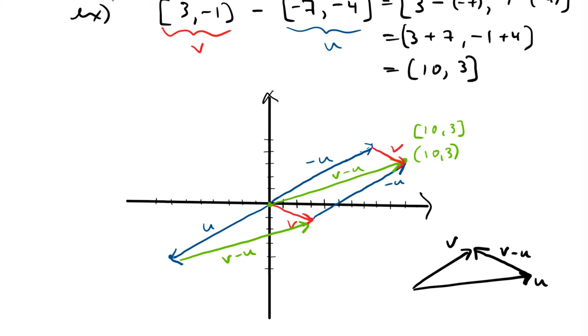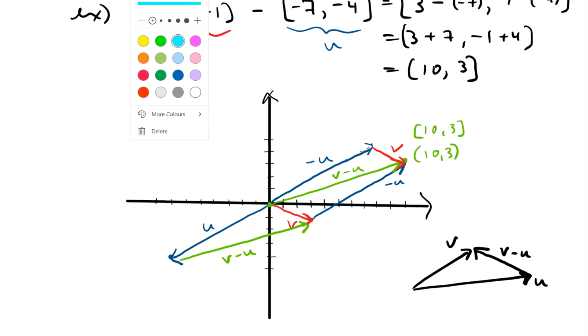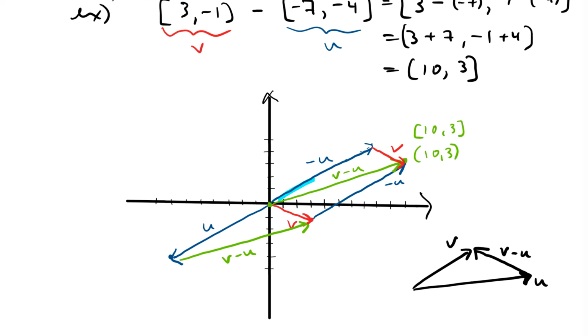So what you see here is a parallelogram, okay? And the difference between two vectors is one of the diagonals of this parallelogram. The other diagonal is the sum.